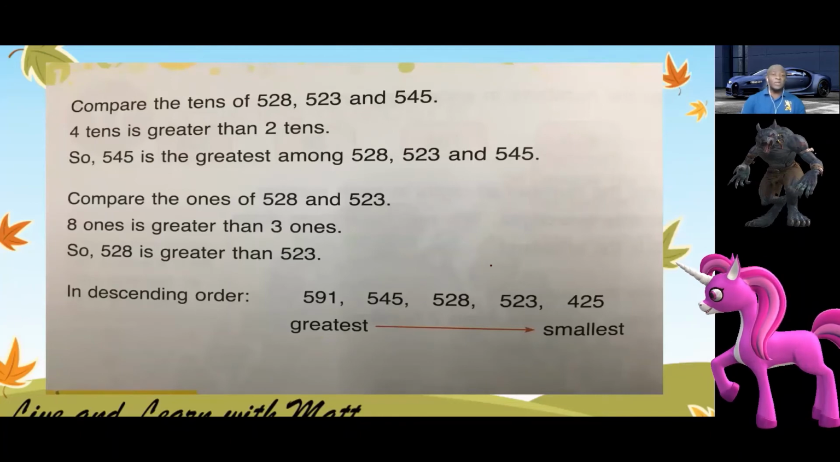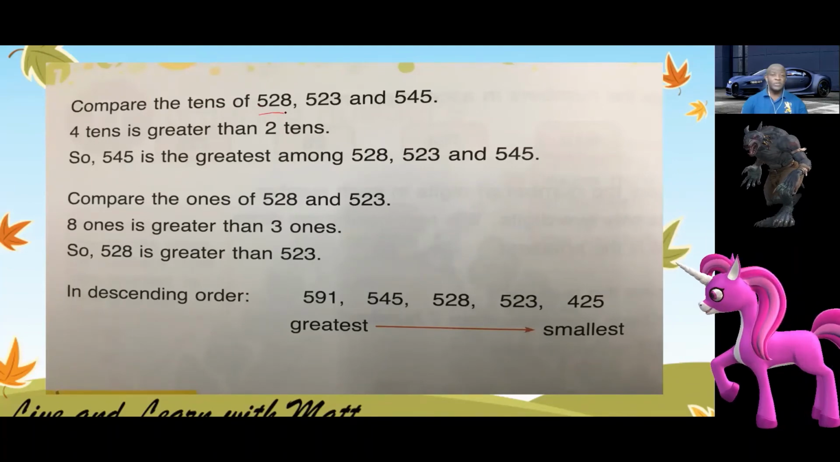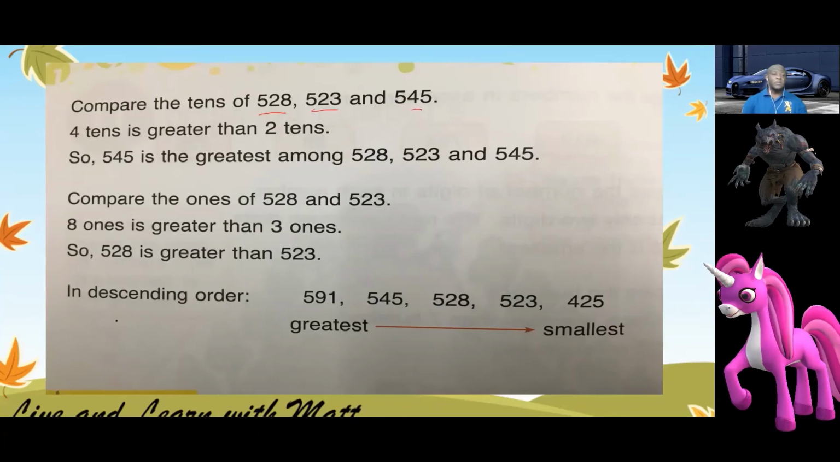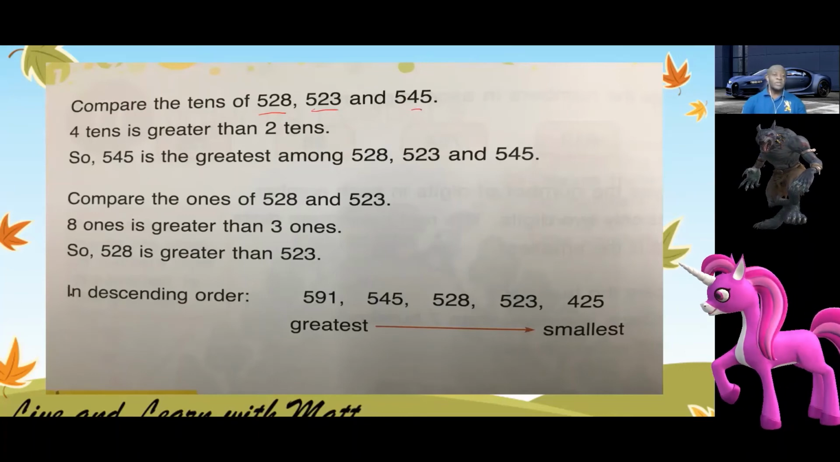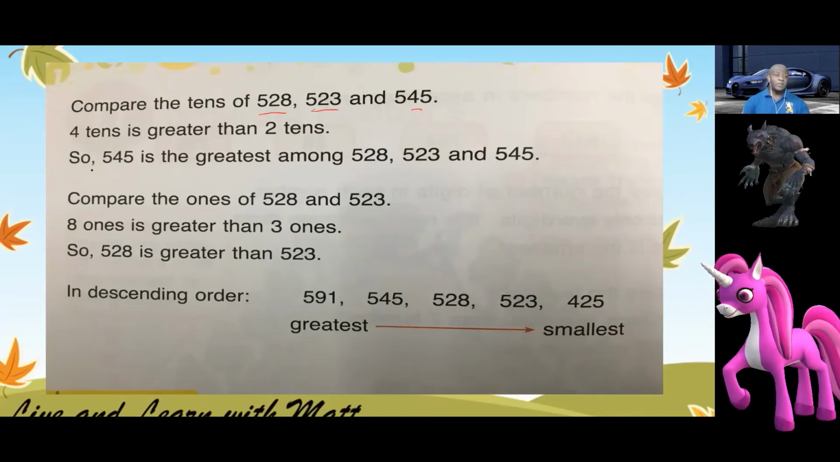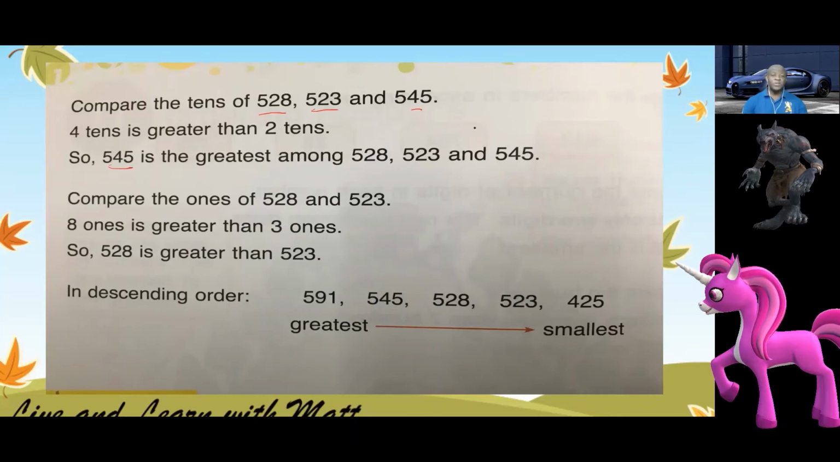Then compare the tens of these numbers. So 4 tens is greater than 2 tens. So therefore, 545 is the greatest among these numbers.